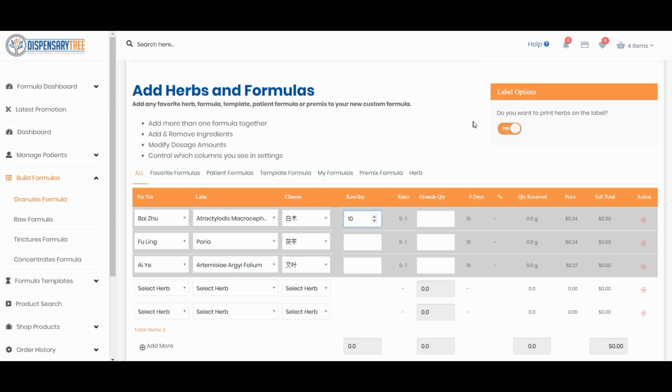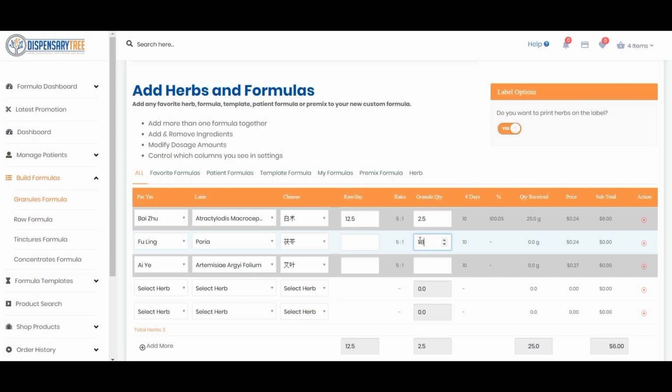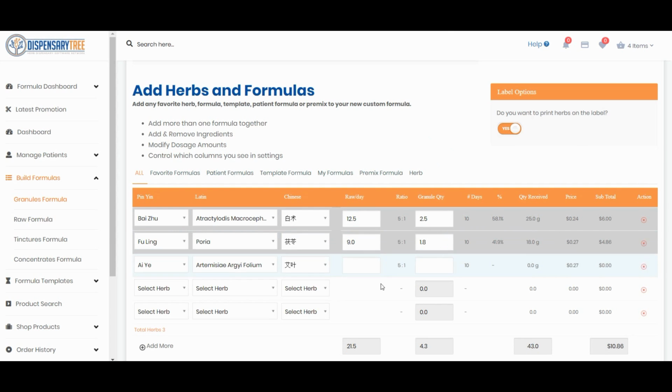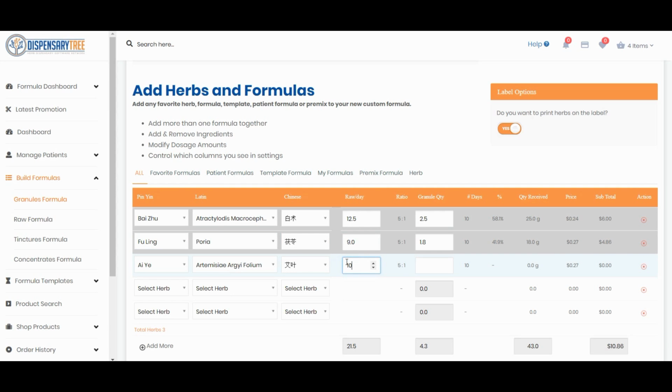So an easy one is 10, and it's going to give us 2 grams. And if we were to do 12.5, it's going to give us 2.5 grams. And we can do it the opposite way. We can say 1.8 grams of granule is going to equal 9 grams of raw herb, because the 5-to-1 ratio means that 5 grams of raw is equal to 1 gram of granule. So when we do like 10, it's really just dividing it by 5. So 10 divided by 5 is 2.